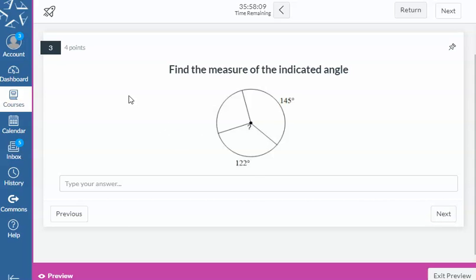Number 3, and I'm going to have you guys type in the chat. So this is number 3. I'll give you guys a chance. Do you guys remember central angles? Do you remember what this angle would be? If this is 122 out here, what would this angle be, this question mark? I just want you to type what you think it is in the chat.